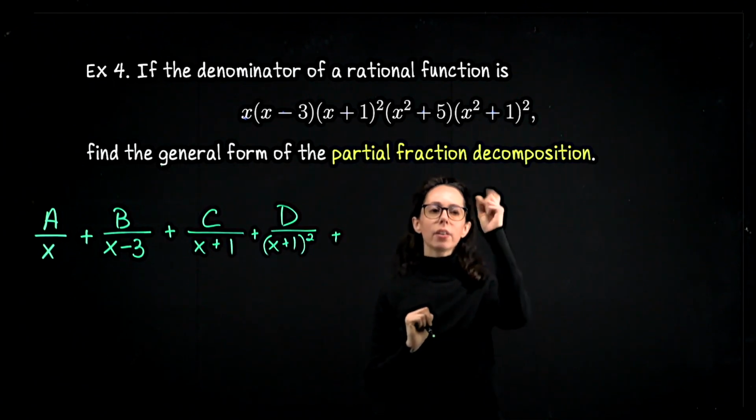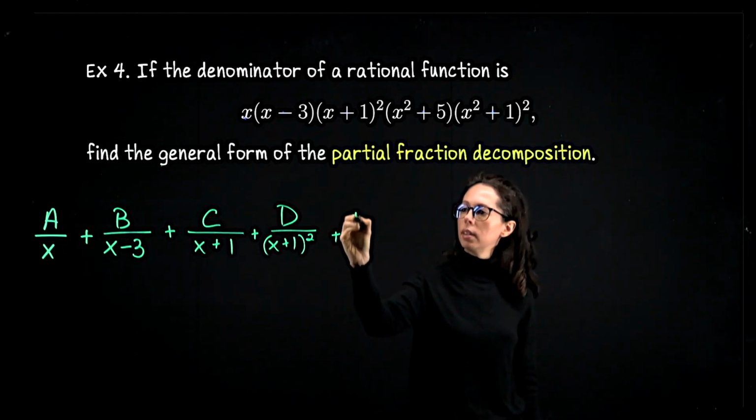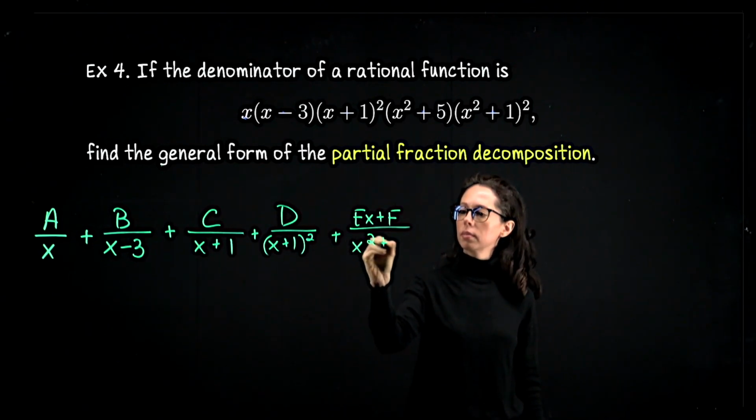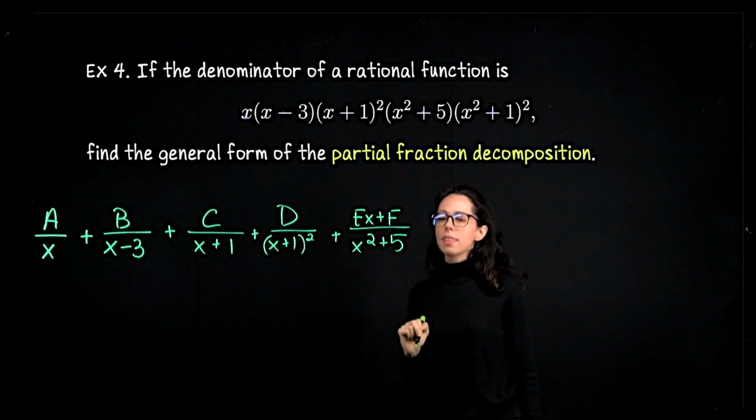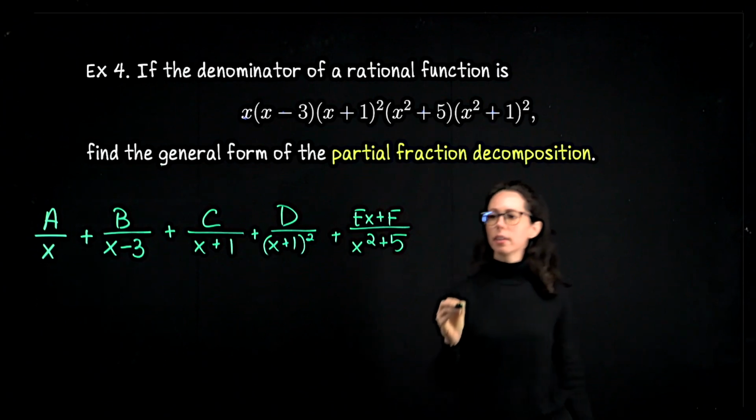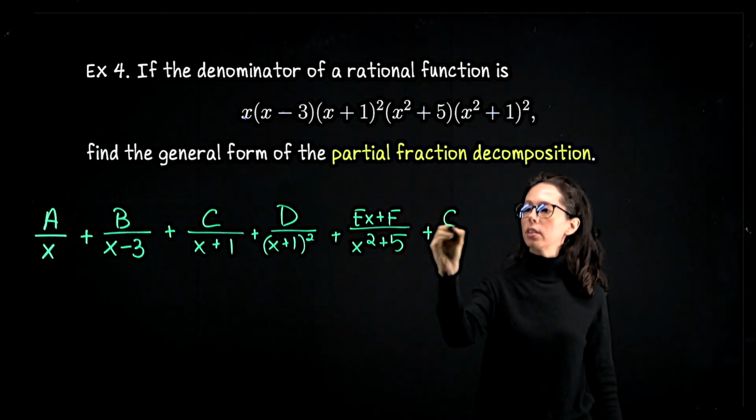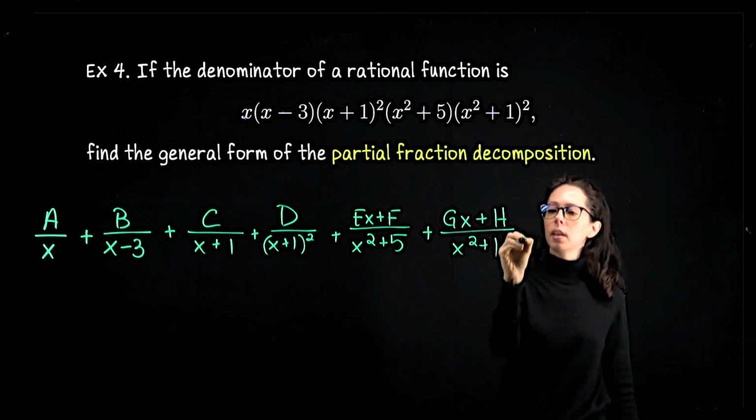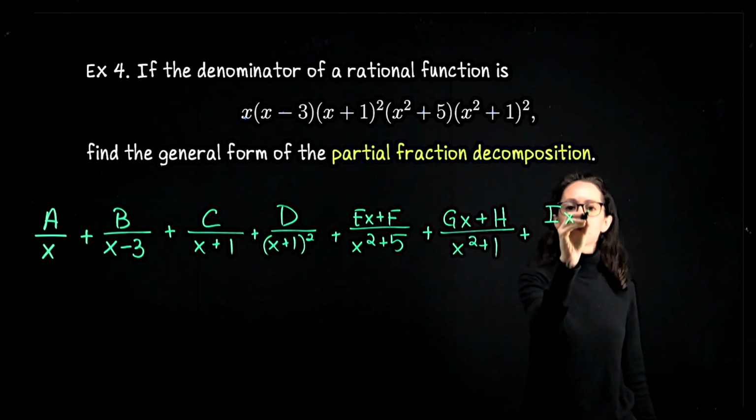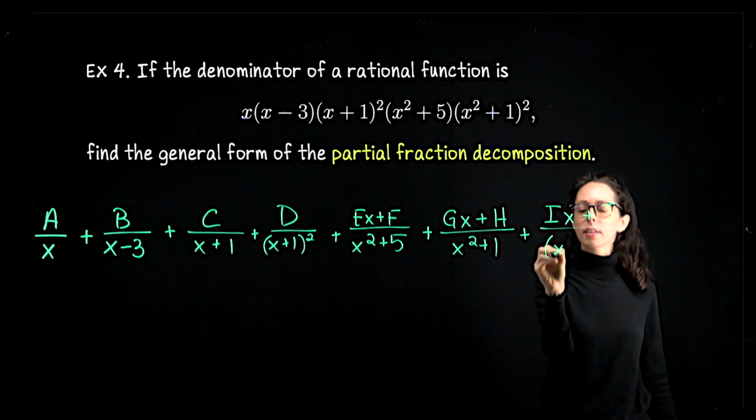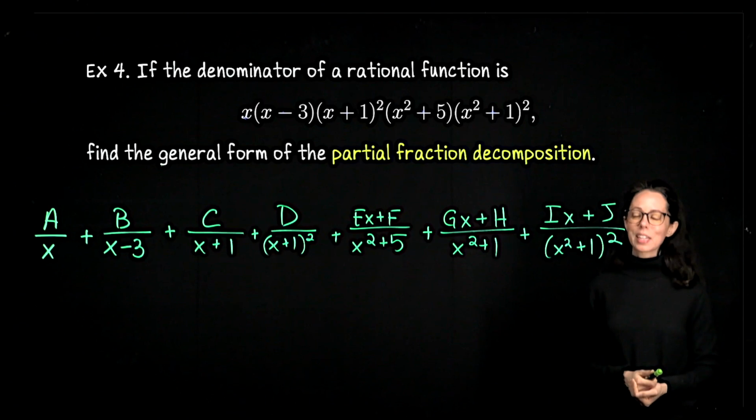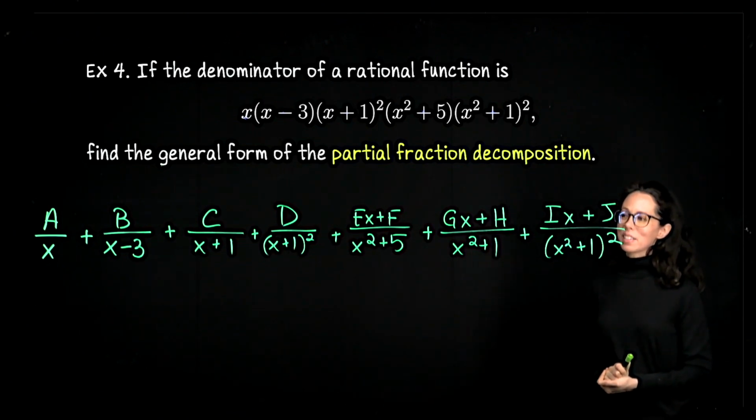Then for the next one, we have an irreducible quadratic x squared plus 5. So we would need a degree 1 polynomial in the numerator, like that. Then we have an irreducible quadratic squared. So we'd pick up 2 more terms for that that look like gx plus h over x squared plus 1 plus capital Ix plus j over x squared plus 1 squared. Without a numerator, that's as far as we can take this, probably for the better. But with that denominator, this would be the form of your partial fraction decomposition.